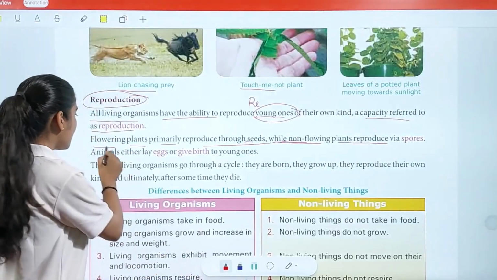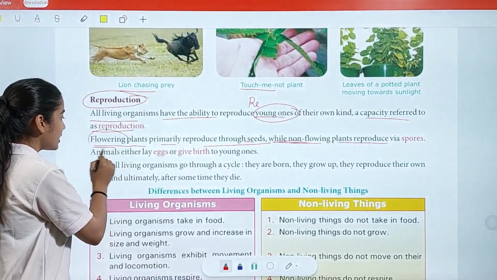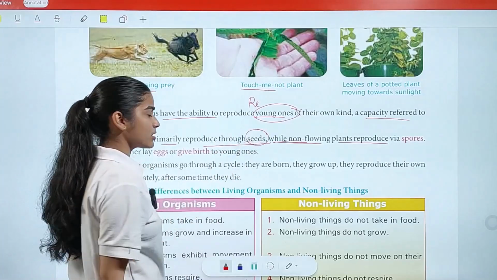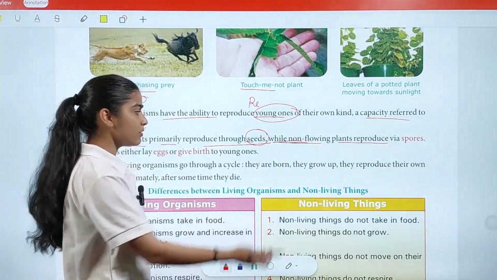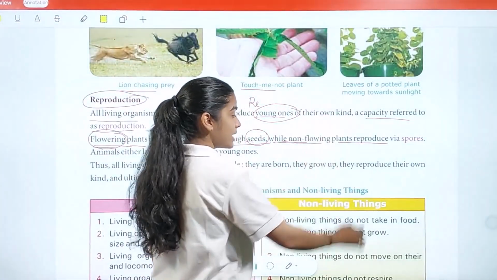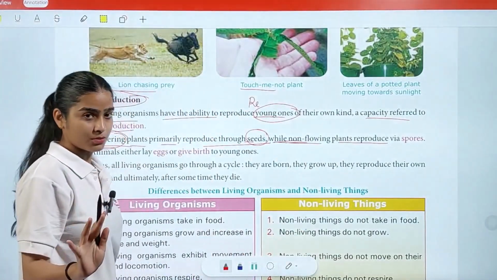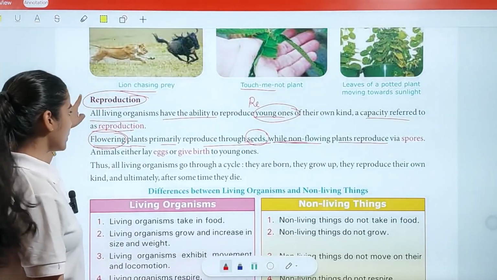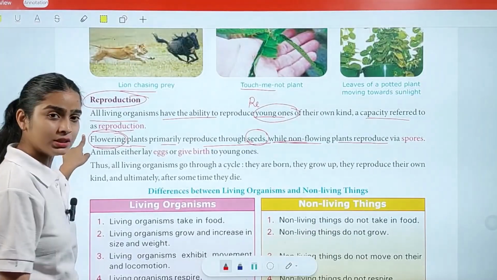Next, we have plants. Flowering plants primarily reproduce through seeds. So this is the simple process. Flowering plants can reproduce with the help of their seeds. But non-flowering plants reproduce with the help of spores. So you understood what reproduction means and how reproduction is completed in plants.